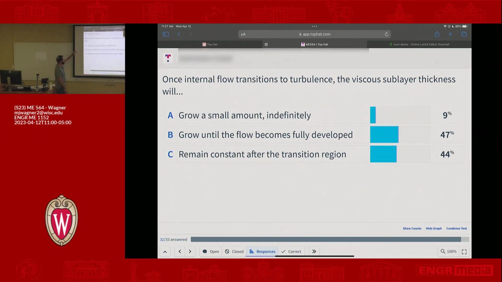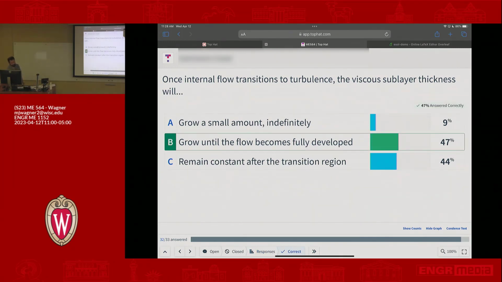So first of all, it will not continue to grow indefinitely because once you're fully developed, the turbulent boundary layer is going to meet at the middle, and even the forces in the turbulence wake region are staying constant relative to the viscous sublayer. So there's nothing that's changing after you have become fully developed. So let's see in terms of which of these it is. Okay, so the answer is B.